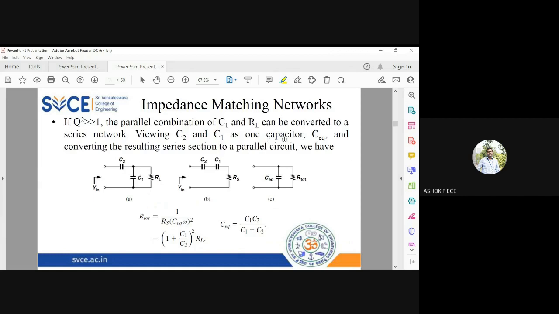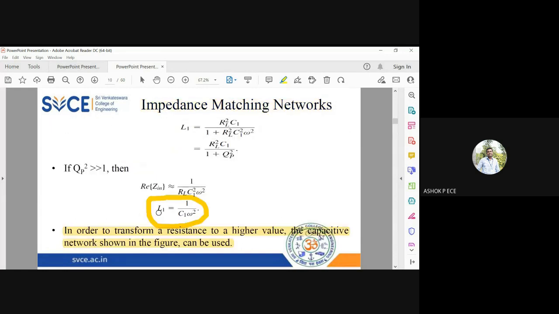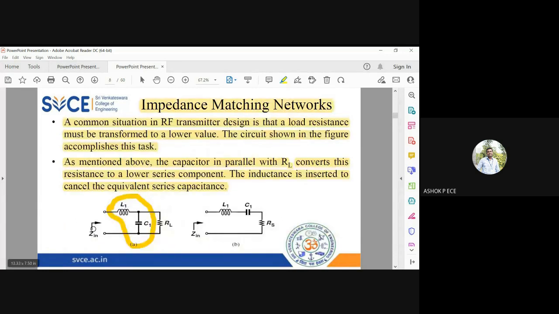So there are four possible combinations. You can have two capacitances, you can have one capacitance and one inductor, you can have one inductor and another capacitance, or you can have two inductors. When you want to transform high values of impedance, as in the case shown here, this Zin is 50 and RL is going to be some 5 or 6 ohms. Here I am reducing the value, so L1, C1 I'm going to use.